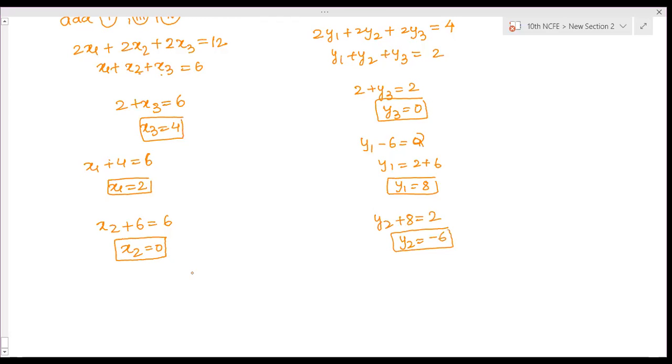So combine. A's coordinates are x1, y1. So x1 is 2, y1 is 8. B's coordinates are x2, y2. So x2, y2 is 0, minus 6. And C's coordinates are x3, y3: the values are 4, 0. Got it? Yes, ma'am. Everyone, is this clear? Yes, ma'am.